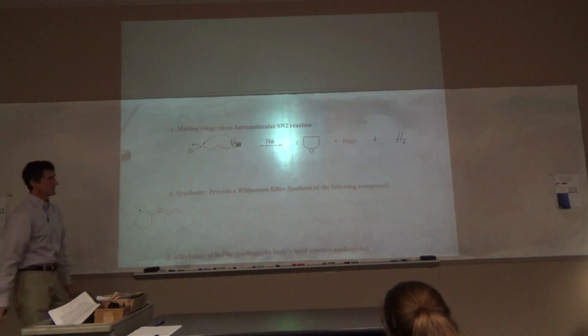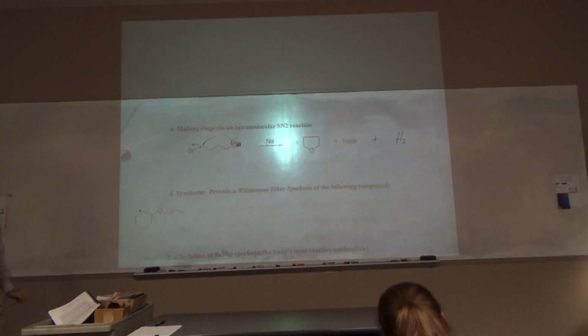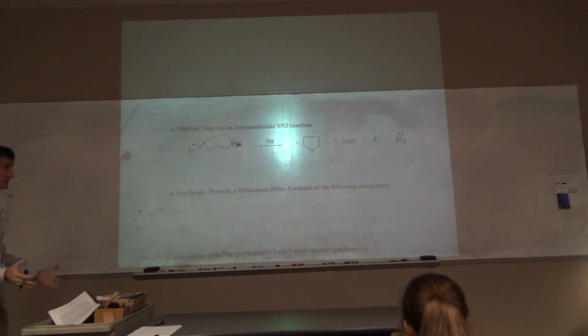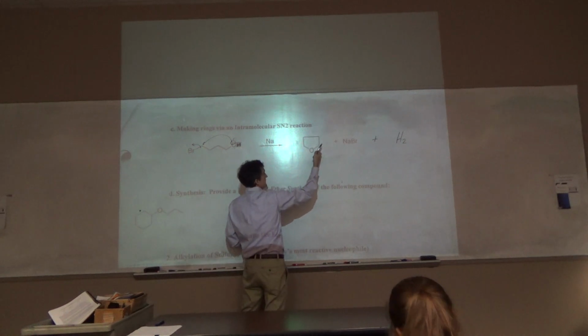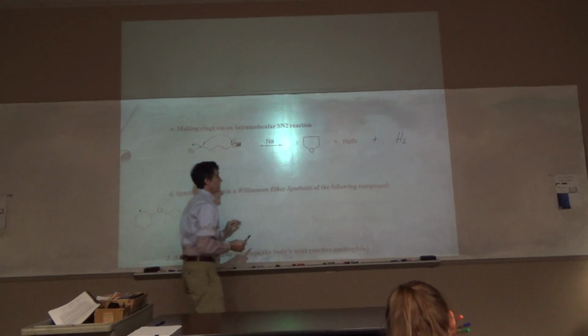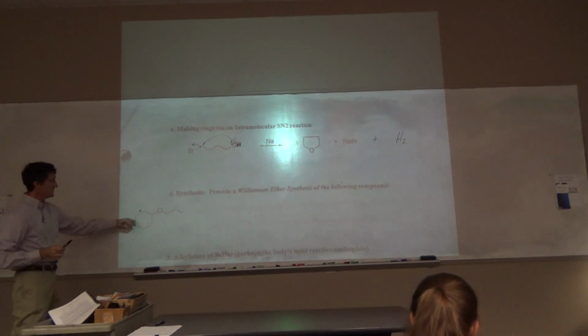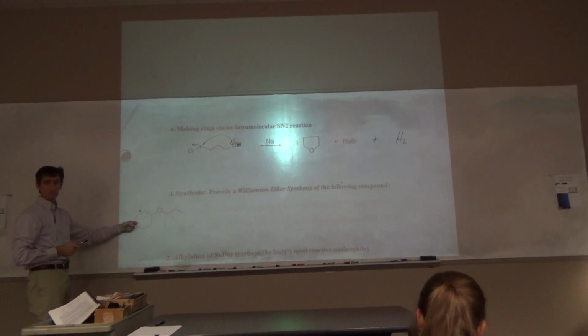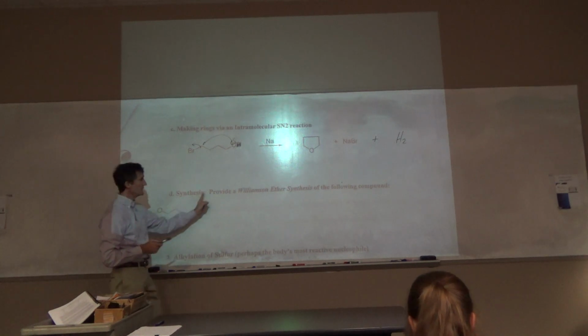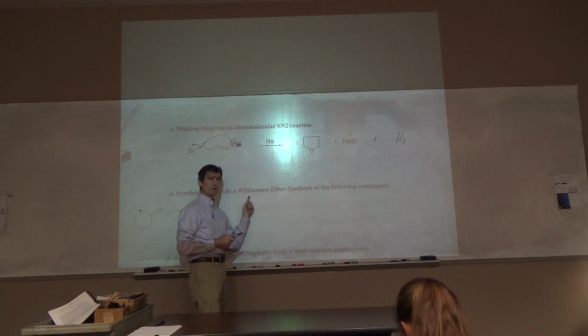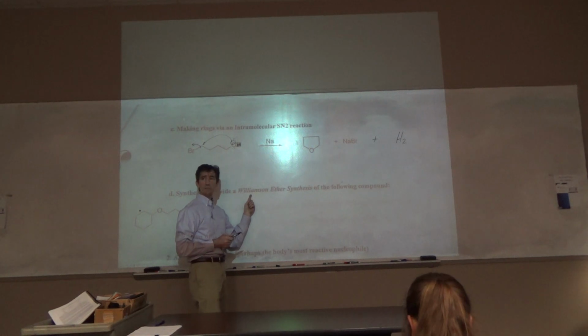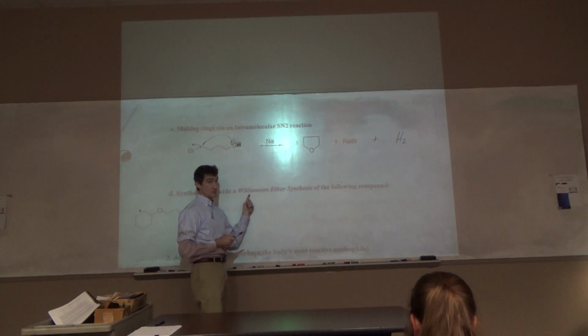You need to be able to go backwards. With organic 2, you'll do plenty of synthesis, where you're given some type of compound and told, give a synthesis of it. And this could be one synthesis. Here we go. Provide a synthesis of this. A Williamson ether synthesis. Whenever you do a Williamson ether synthesis, what type of compound do you start with? Alcohol, right? Then you start with an alcohol.